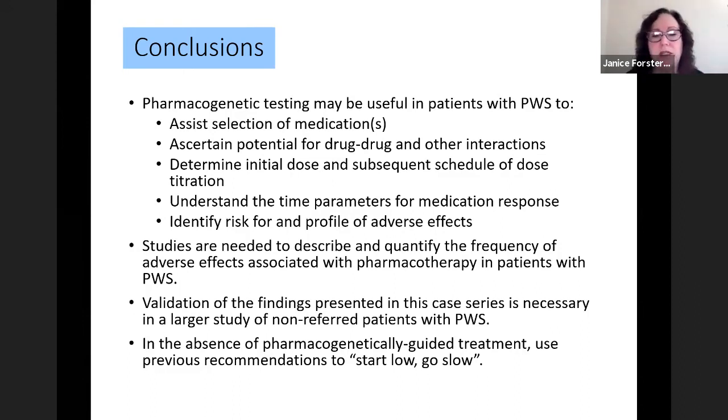We need studies to describe and quantify the frequency of adverse events associated with pharmacotherapy in patients with PWS. And we need validation of findings presented in this case series in a non-referred group of patients with PWS, and we're keeping our fingers crossed. So in the absence of pharmacogenetically guided treatment, please use previous recommendations to start low and go slow.